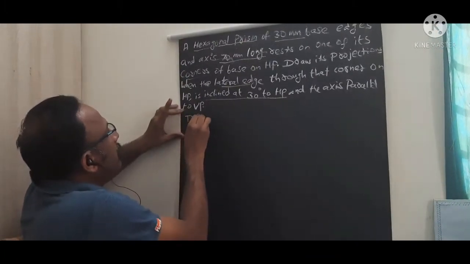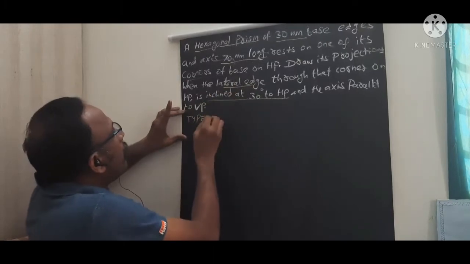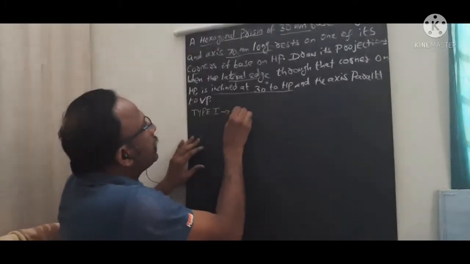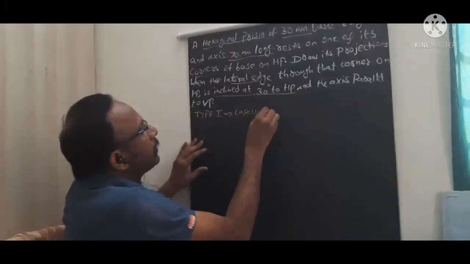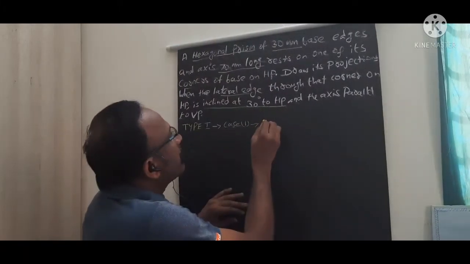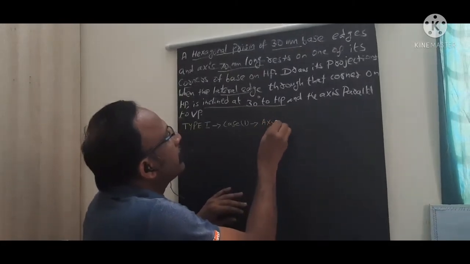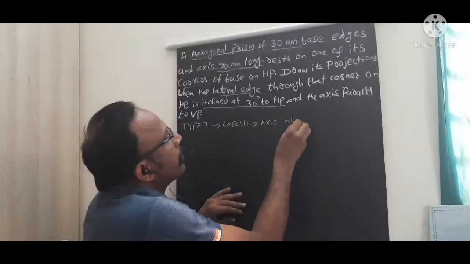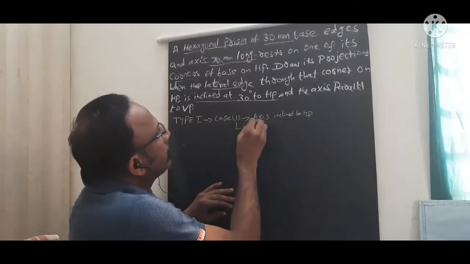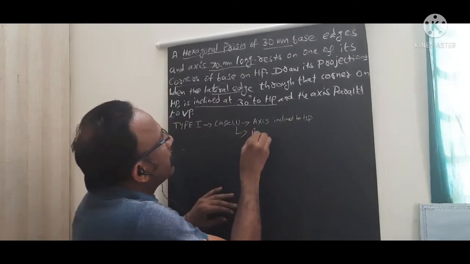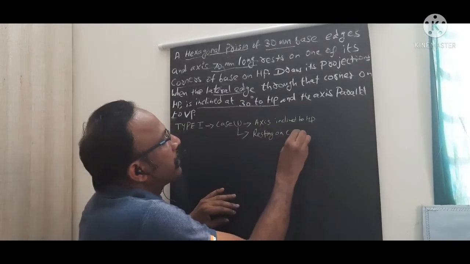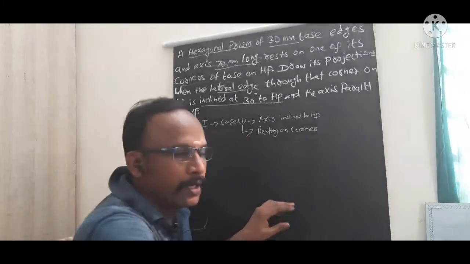I will read the question, then we can come to the conclusion. This is the type 1 problem and case 1. So type 1, case 1 means what? Type 1 means axis inclined to HP. Case 1 is resting on corner, not resting on edge. These are the very important parameters noted here from which we can start our examples.